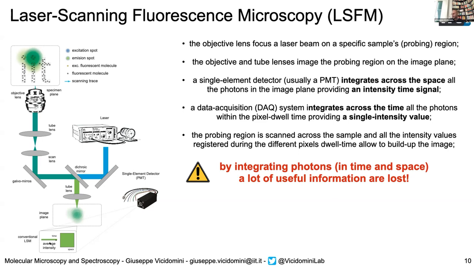In the case of imaging, you typically integrate across the pixel dwell time of your scanning. In the case of fluorescence fluctuation spectroscopy, you integrate across the time bin width of your time traces. So anyway, we are losing a lot of information, because we are averaging out a lot of spatial and temporal information. And we know from physics, but not only from physics, that the average can generate some problems.